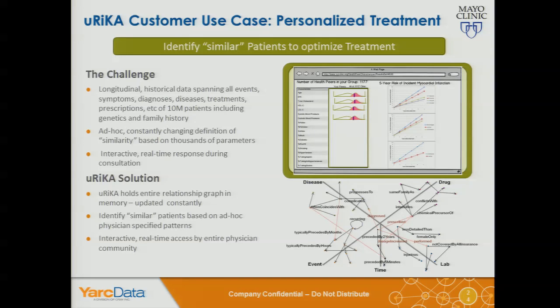This is another customer use case. I don't know how many of you have heard of the Mayo Clinic. It's a very famous hospital in the United States. They're the proud owners of an XMT2 also, and they're using it for healthcare analytics. They have a very large database installation, a lot of longitudinal, historical data that spans all the events that happen to different patients. At this point, they have 10 million patients' worth of patient data.